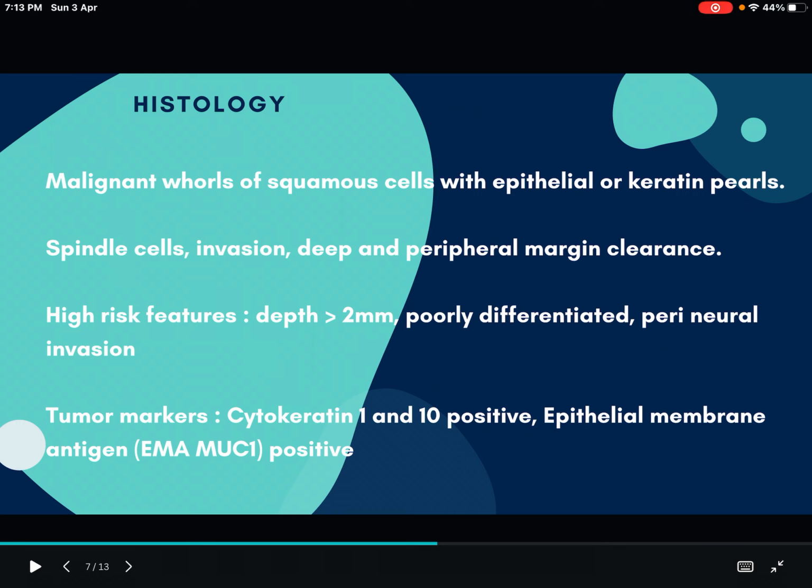Coming to the tumor markers, cytokeratin 1 and 10 will be positive. Epithelial membrane antigen, EMA-MUC1, will be positive. So histologically, the first point is very important that you have to keep in mind.